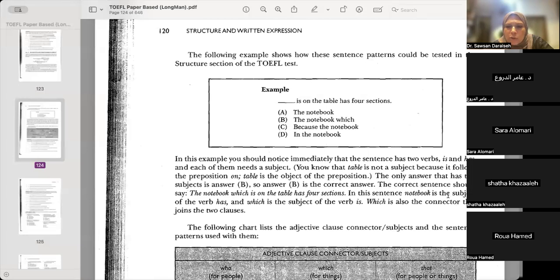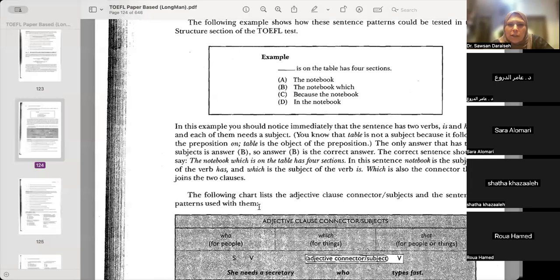In this sentence, notebook is the subject of the verb has. And which is the subject of the verb is, because we're going to put it here. Which is also the connector that joins the 2 clauses: the notebook has 4 sections, and which is on the table, because we're talking about the notebook, which is on the table. All right. I hope that wasn't too hard on you.